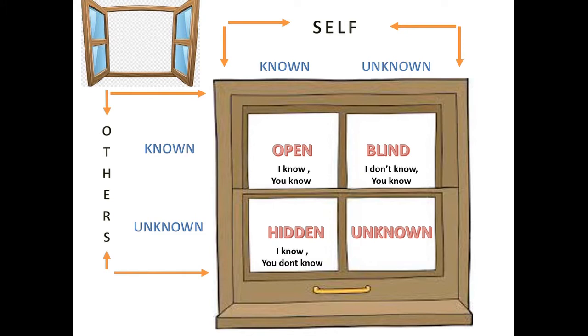Finally, the unknown area can be best described as I don't know from the self-unknown above, and you also don't know from the others unknown area. By this, we have described the 4 quadrants, panes, panels or areas of the Johari window, such as open, hidden, blind, and unknown.